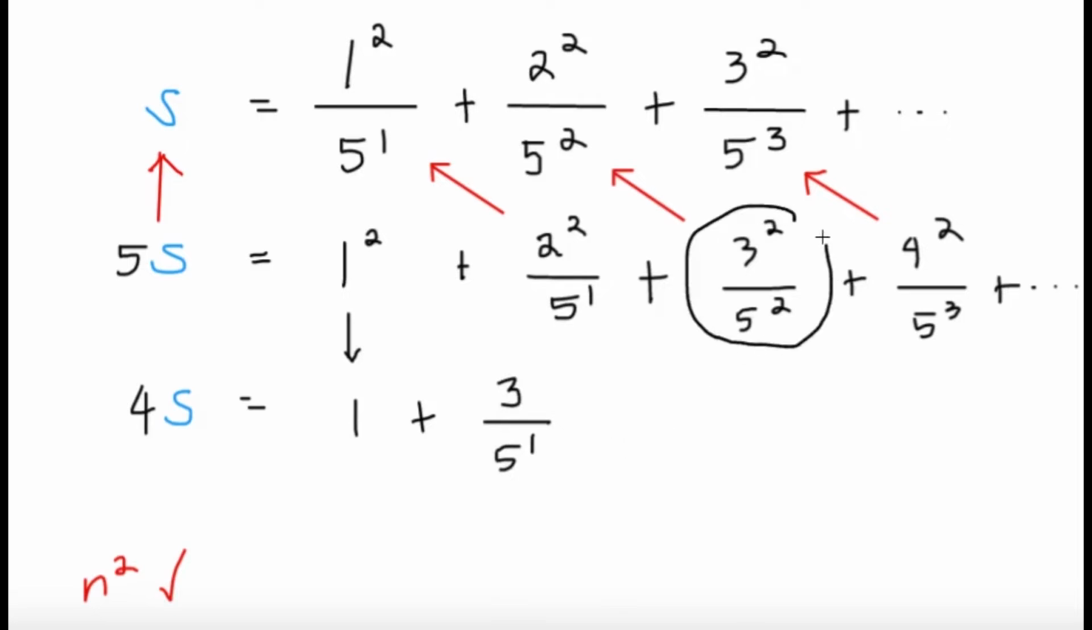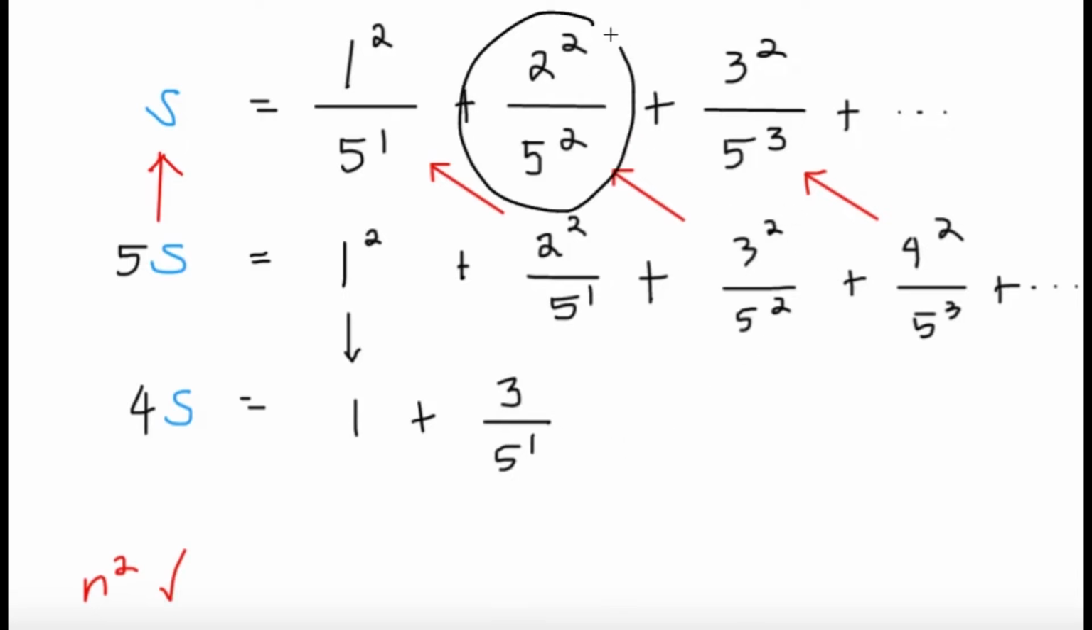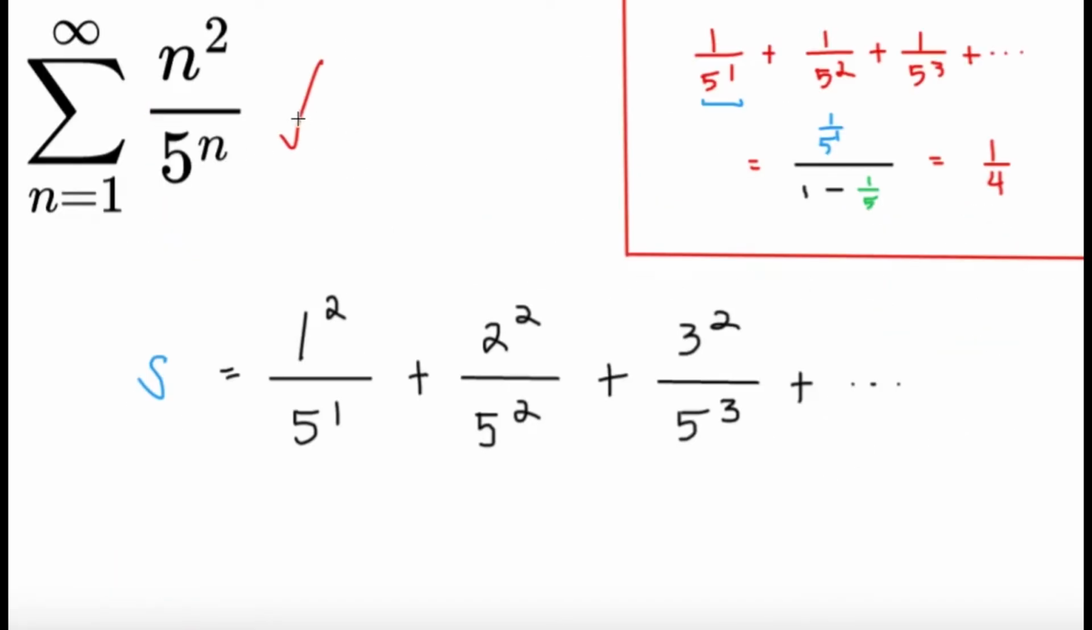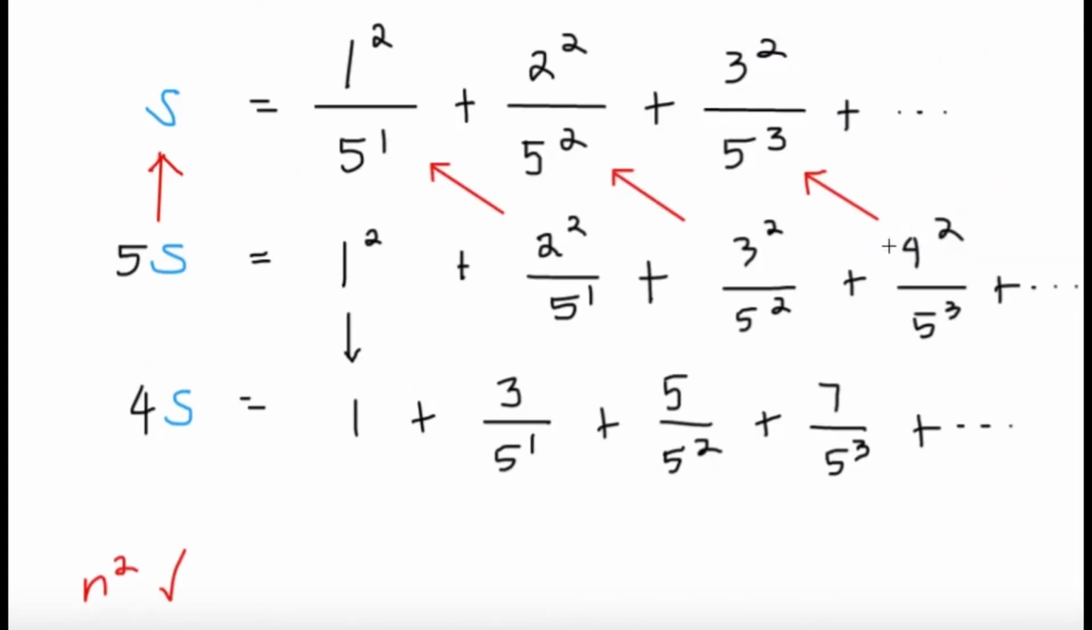Next term, 3 squared over 5 squared minus 2 squared over 5 squared. That's going to give me 5 over 5 squared. 4 squared over 5 cubed minus 3 squared over 5 cubed. That's going to give me 7 over 5 cubed, and so on. Again, this term is technically not given, but since we have a nice pattern going on, we wanted to get the formula so we could know what the next terms of the sequence will be. Anyways, this will be the value of 4s.